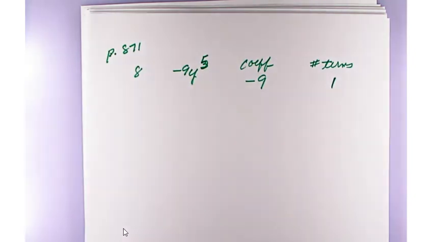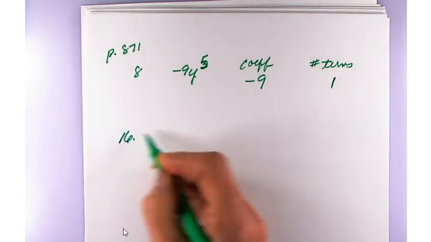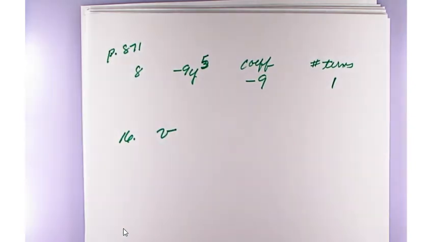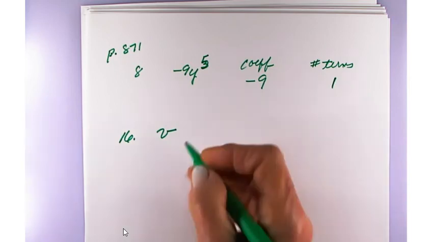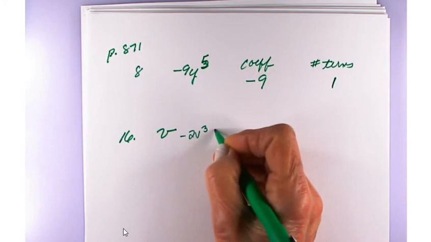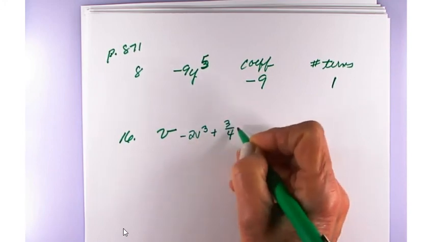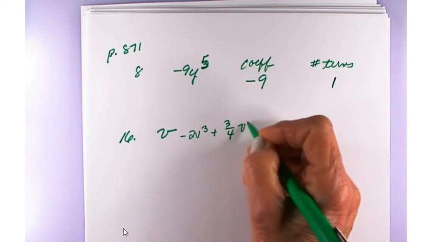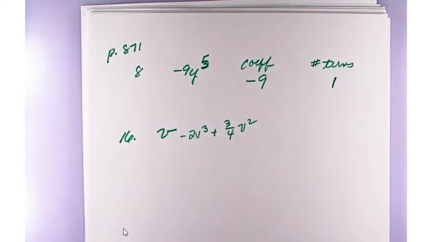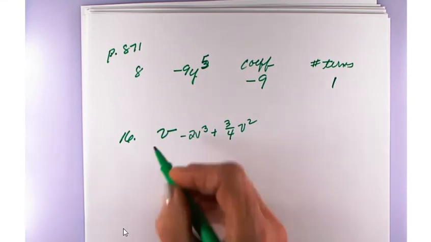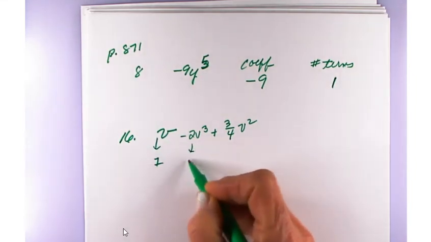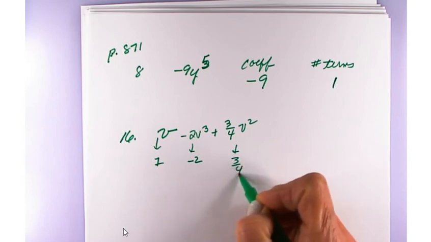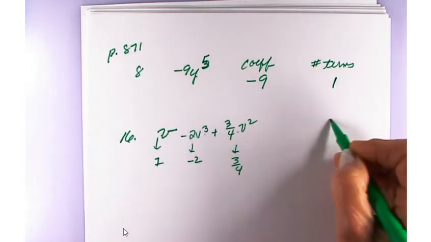Okay? Looking at number 16, we have v minus 2v cubed plus 3/4 v squared. The question says to write the coefficients down. So my coefficients here are 1, minus 2, and 3/4. How many terms? 1, 2, 3 terms. Okay?